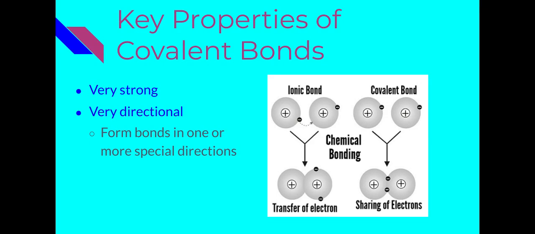Key properties of covalent bonds. Covalent bonds are very strong and very directional. Now, the directional part is important because it will help form bonds in one or more special directions.